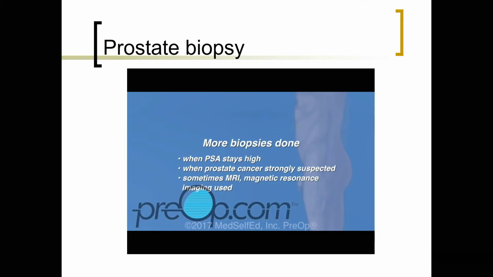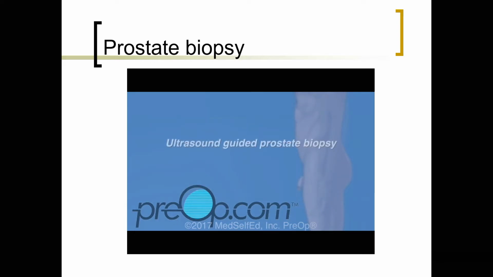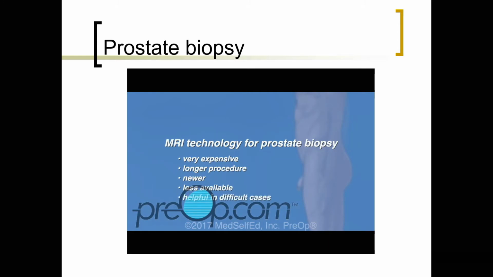Sometimes MRI, magnetic resonance imaging technology, is used with the ultrasound to help find or target a tumor for biopsy. Ultrasound-guided prostate biopsy tends to be a short procedure, available at many hospitals, and is the most common procedure used to biopsy the prostate. MRI technology uses magnetic coils to get detailed information about the prostate and possible cancer. MRI is very expensive, takes longer to do, is newer and still being studied, is less available, but is helpful in managing difficult cases.